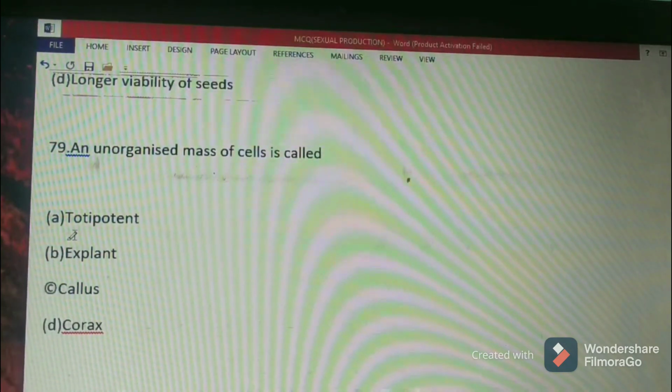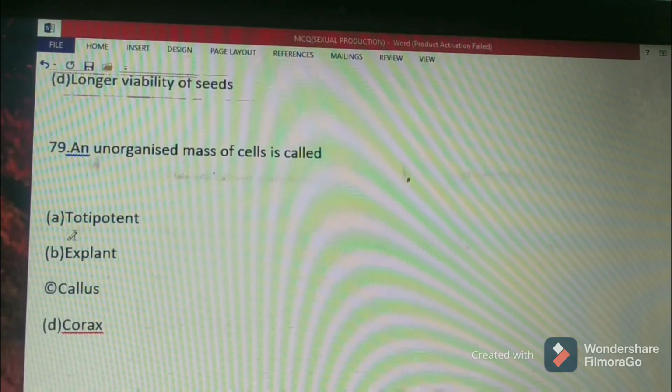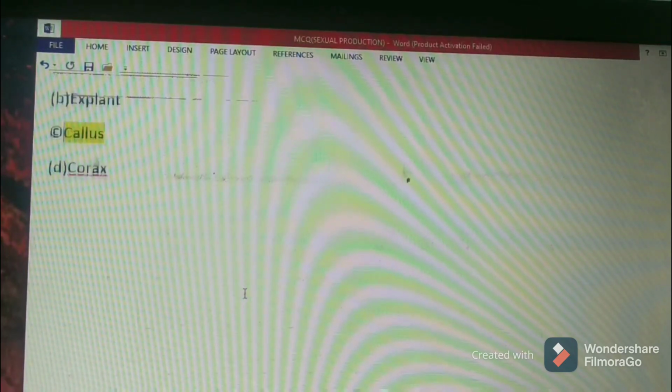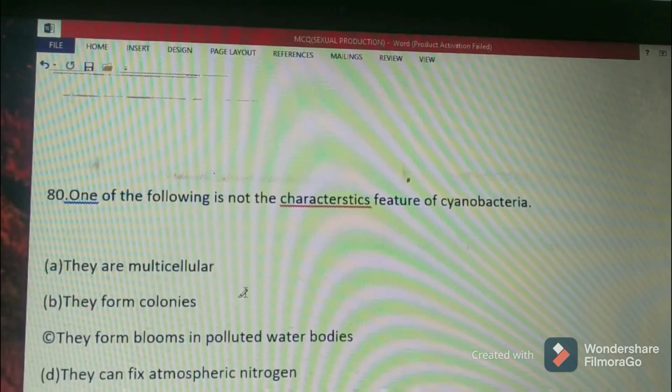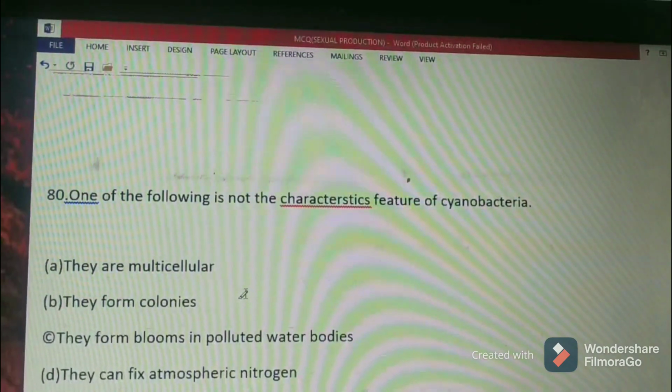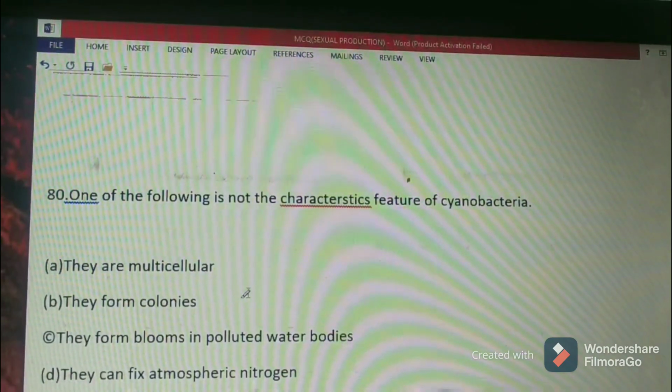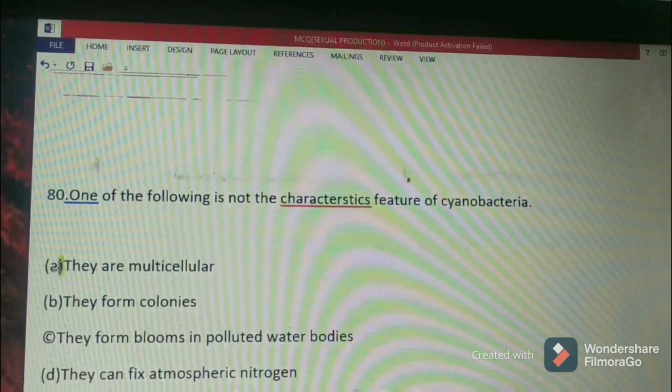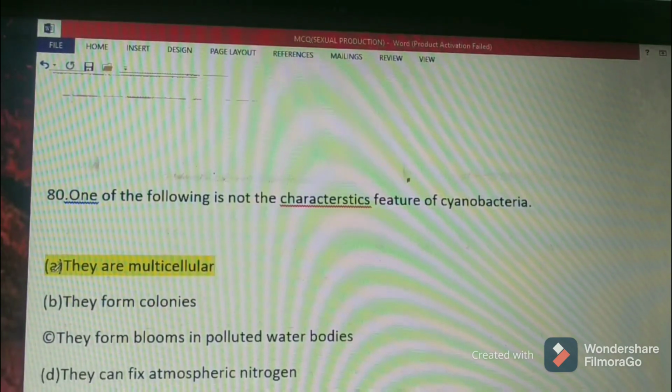An unorganized mass of cells is called callus. Which one of the following is not a characteristic feature of cyanobacteria? They are multicellular.